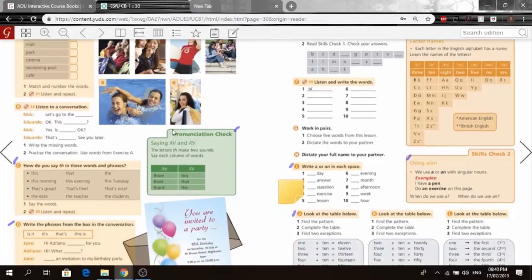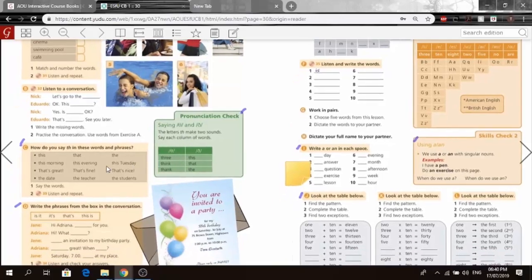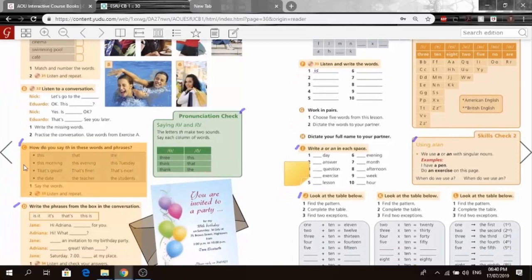Okay, so let's go to this pronunciation check real quick. So some letters make that snake sound, and other words make almost a different kind of sound. You'll get what I mean in a second. Here we have three, think, thank, and here on the other hand we have this, that, that. Okay, you see that difference? Although it's the same two letters, it doesn't have that same snake sound. Okay, so how do you say th in these words and phrases? I'll just say it for you, and you can repeat after me, and then we'll move on.